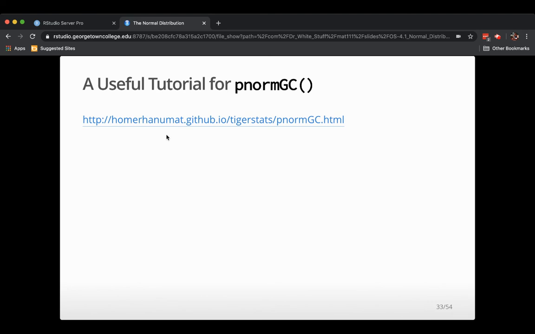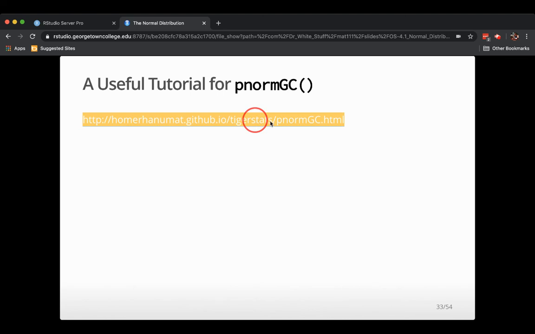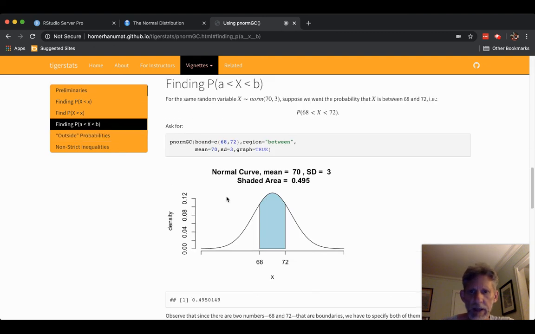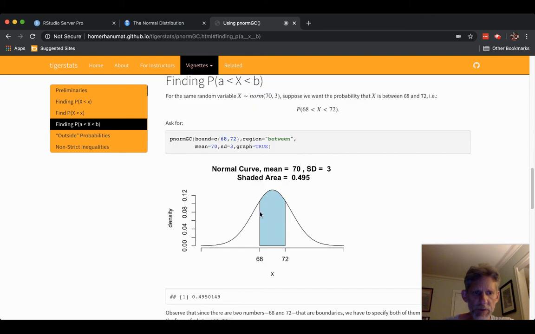If you'd like to review and practice more with using pnormGC, you can follow this link here: homerhanamat.github.io/tigerstats/pnormGC. You can follow that link when you get these slides. I'm going to follow it right now. I'm going to open that link in a new tab. And you come to a tutorial that has a little table of contents here, so you can skip down to finding any particular type of area that you like, and you can get a few examples for dealing with it.